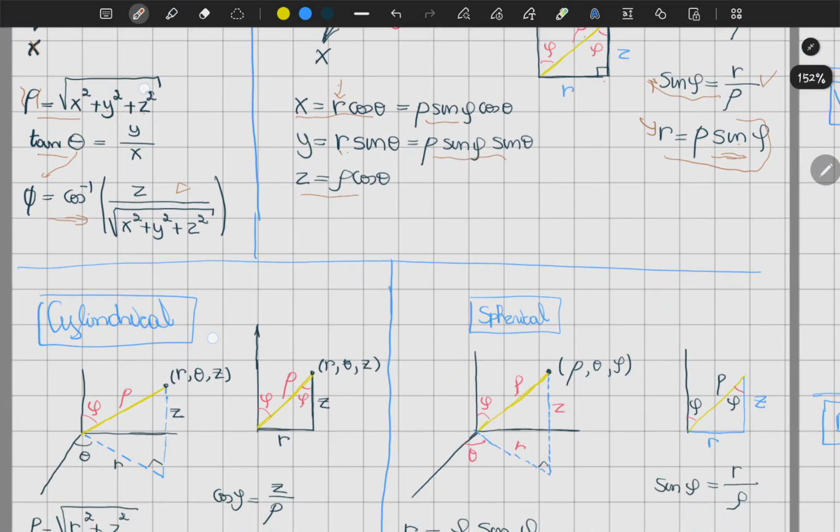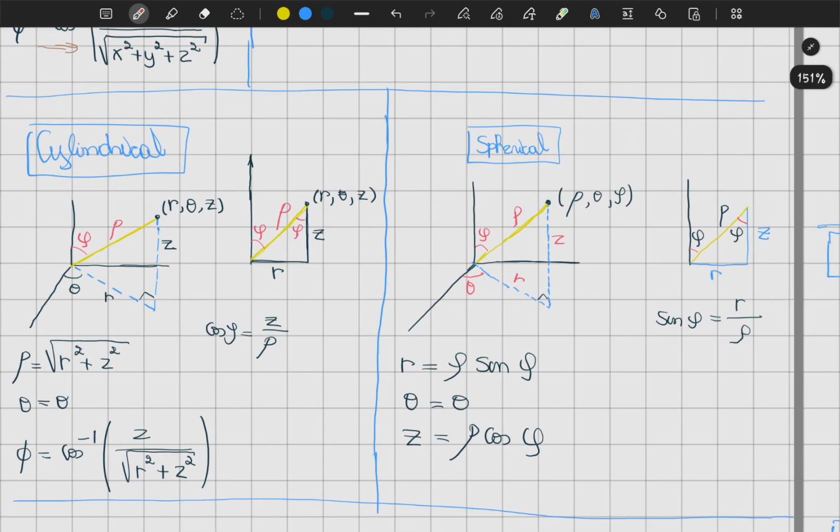Let's see some more shapes, now cylindrical. This is an example of cylindrical. You see we have r, theta, and z. This is how you can calculate the amplitude from the magnitude, and theta equals theta, and phi equals negative cos inverse of this fraction, similar to what we did earlier for the spherical. This is what we'll be using, and pay attention to this formula because we're going to need them later on. Then we go for another example for spherical.